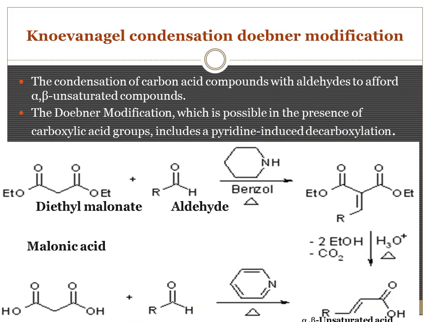Moving on to the mechanism. Before that, Doebner is the scientist who added some things to the Knoevenagel condensation, so it is known as the Knoevenagel condensation, Doebner modification. He modified certain things here. The condensation of carbon acids with aldehydes affords alpha beta unsaturated compounds. In the Doebner modification, this is possible in the presence of pyridine or piperidine, with induced decarboxylation.